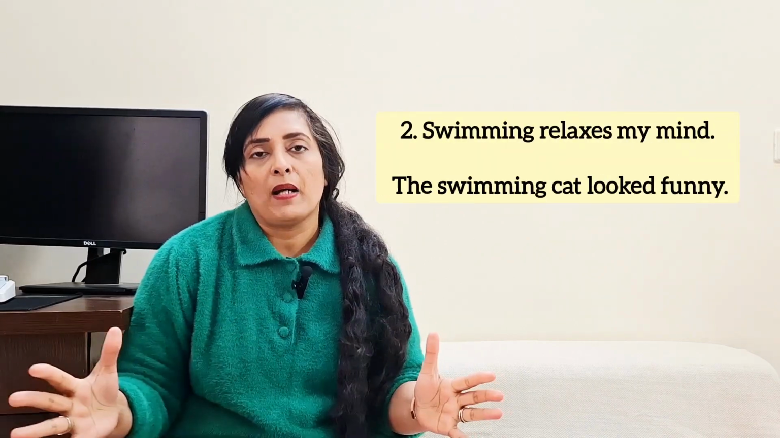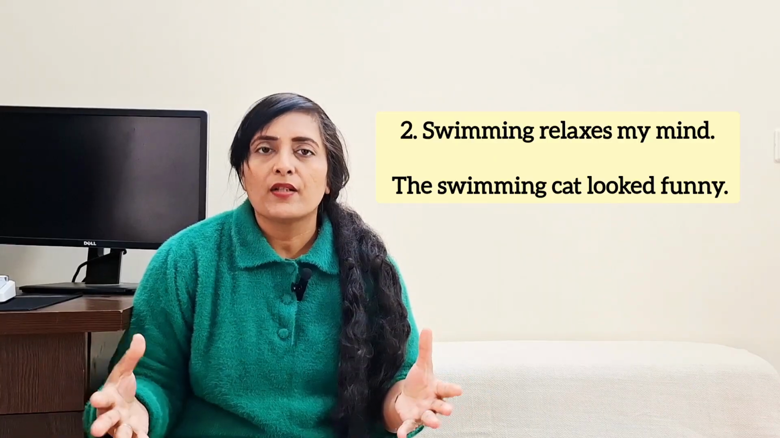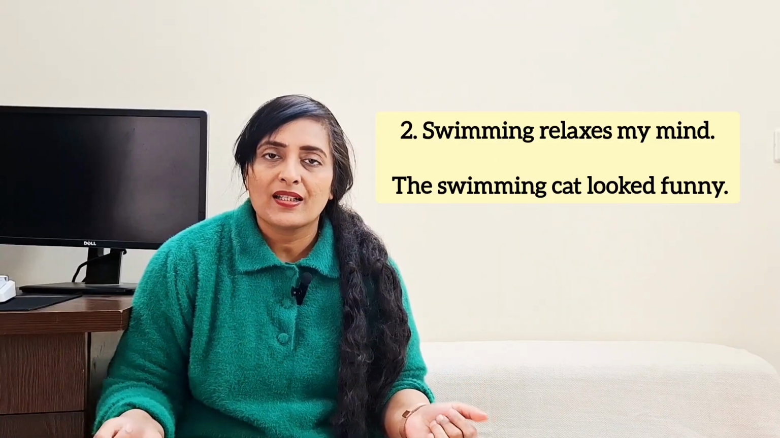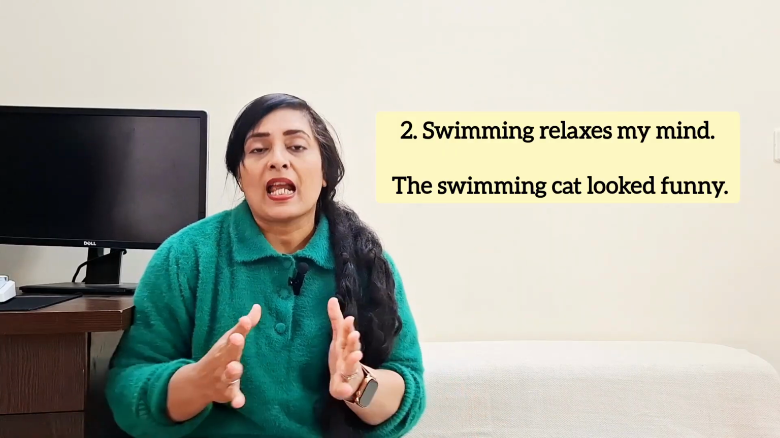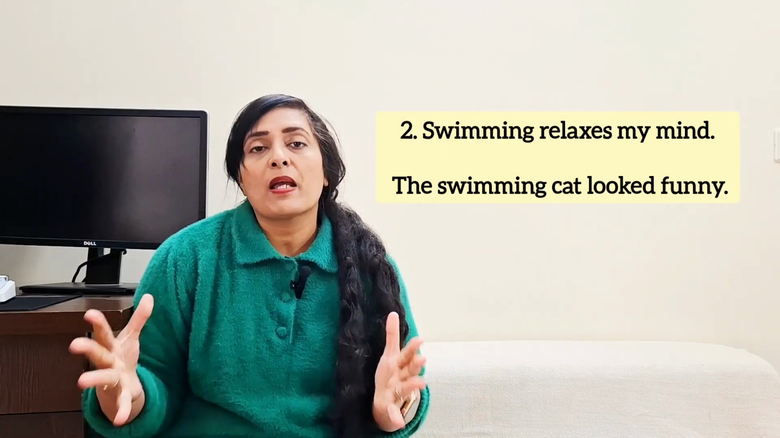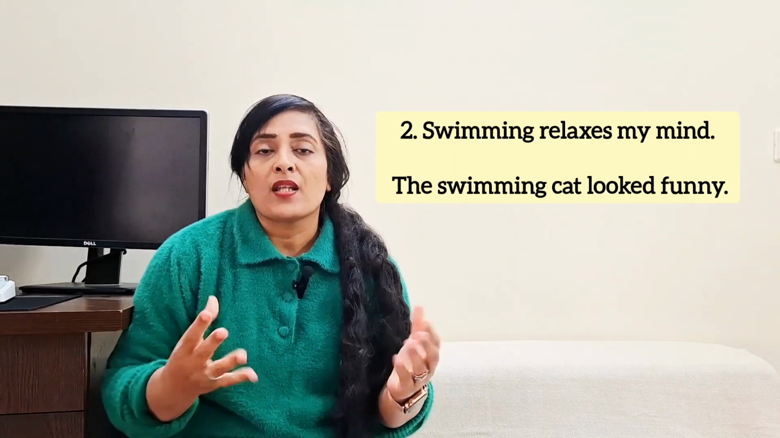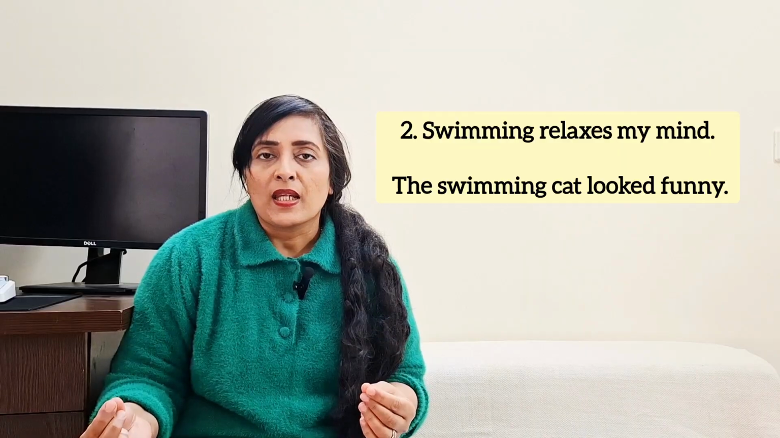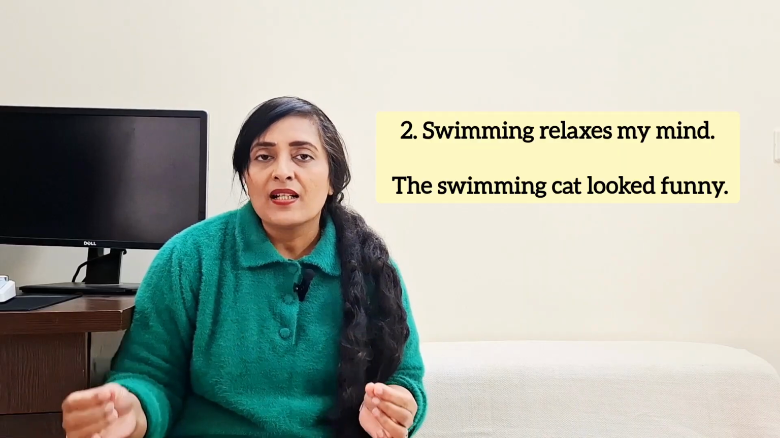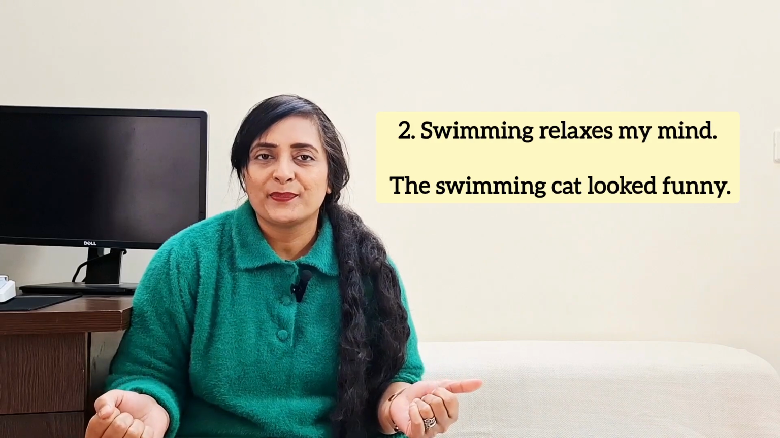Example number two is swimming relaxes my mind, or the cat swimming looked funny. One is gerund, the other is participle. So again, swimming is an activity. Swimming relaxes my mind. Here, swimming is an activity and it is used as a noun and it is gerund. The cat swimming looked funny. Here, it describes the cat and it's participle.